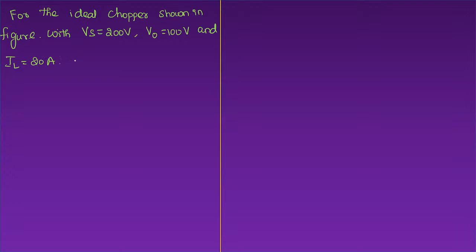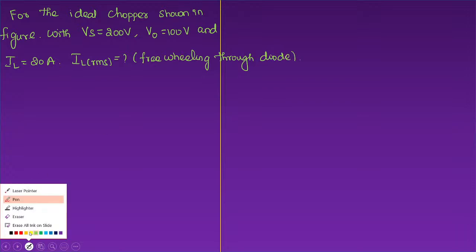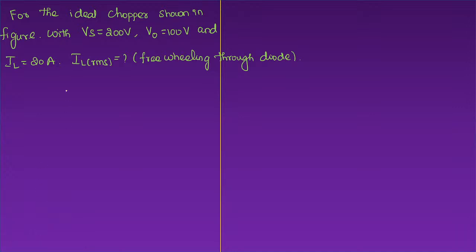Now the question is, what is the RMS value of the load current flowing through the freewheeling diode? What is the RMS value of the load current that is freewheeling through the diode? Once again, I will draw the circuit, don't worry, because they told that the data is shown in the figure, right? Yes, you should observe that.